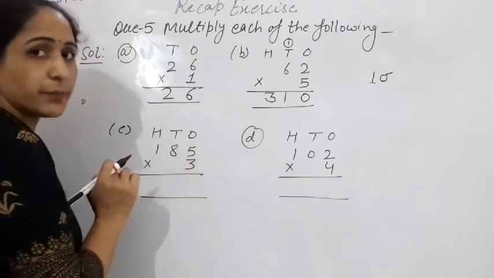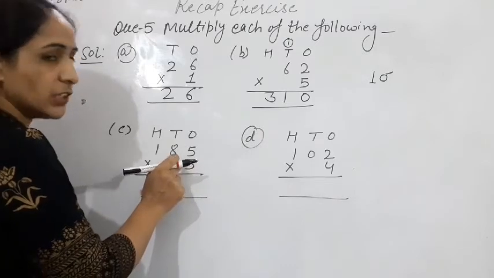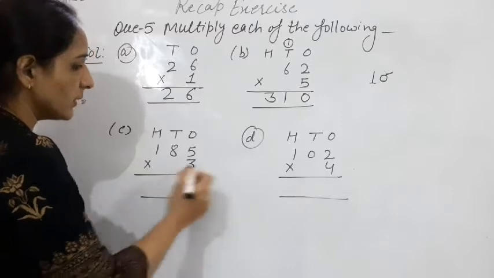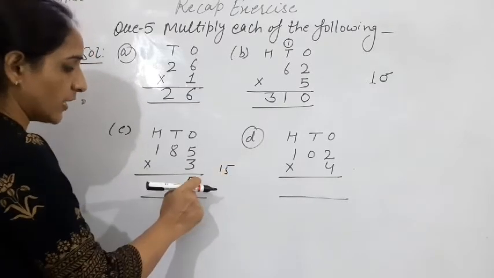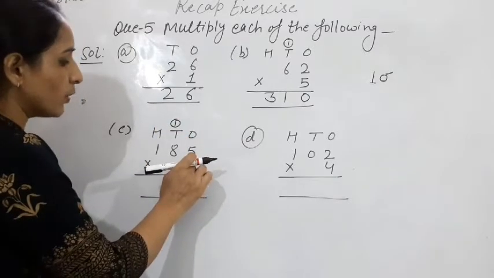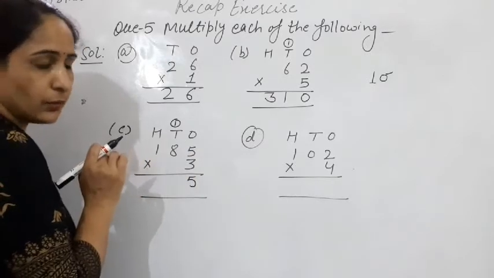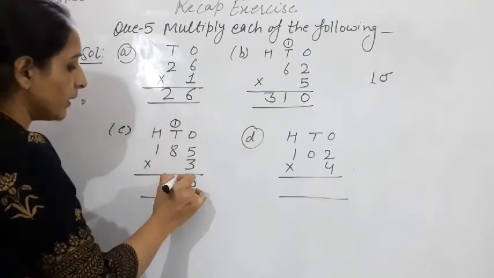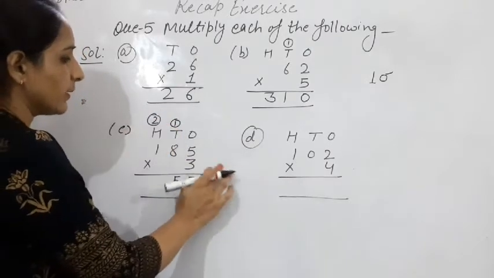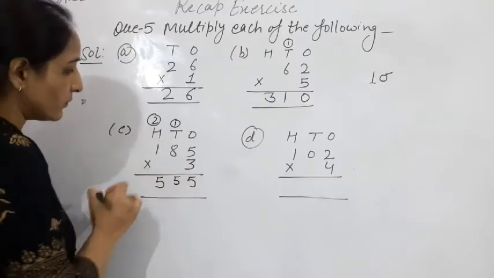185 multiplied by 3. So we read the table till 5 here. Clear? So 3 1s are 3, 3 2s are 6, like that. Then 3 5s are 15. Clear? It is 15. So we write 5 here, 1 as carry. Clear? Now read the table of 3 till 8. 3 8s are 24. 24 plus 1 is 25. So we write 5 here, 2 as carry. Now 3 1s are 3, 3 and 2 is 5. Clear?